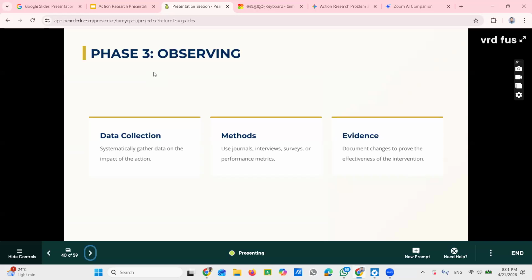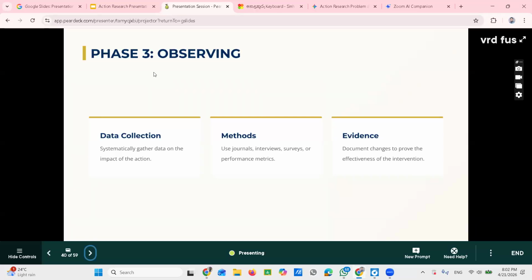Then you also need to focus on the evidence. Document changes to prove the effectiveness of the intervention. You need some evidence to prove the effectiveness of your intervention. Here under observing, mainly you focus on data collection. Data is generated in the second step, the acting step. If you are doing activities, then data are generated. This generated data you want to collect.